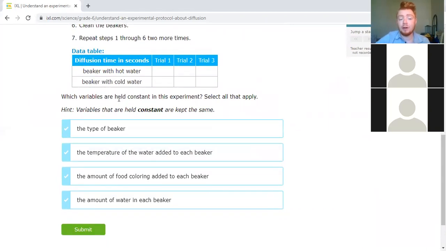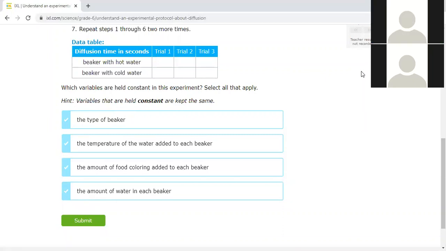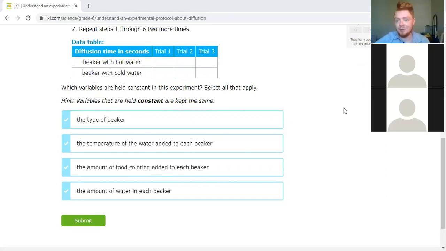Which variables are held constant in the experiment? A variable being held constant, that is something in your experiment that stays the same and does not change at all for all 3 trials, okay? Hint, variables that are held constant, it says the hint right there and I totally didn't see it. So what is being held the same the whole time, no matter what? Ayub.